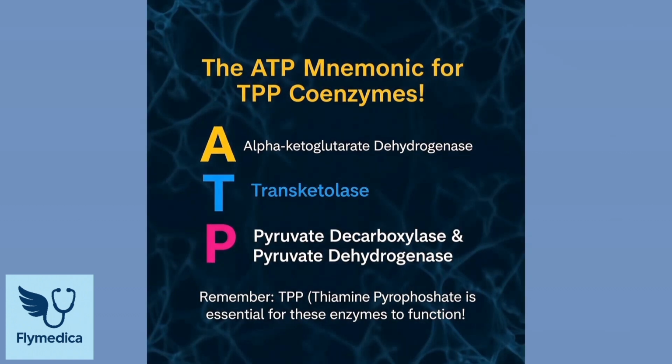We got your back, guys, with FlyMedica mnemonics, the ATP mnemonic for thiamine pyrophosphate coenzymes. So how does this mnemonic work? The A of ATP stands for alpha-ketoglutarate dehydrogenase, and the T stands for transketolase, and the P here stands for pyruvate decarboxylase, and P for pyruvate dehydrogenase. So remember, thiamine pyrophosphate is essential for these enzymes to function.